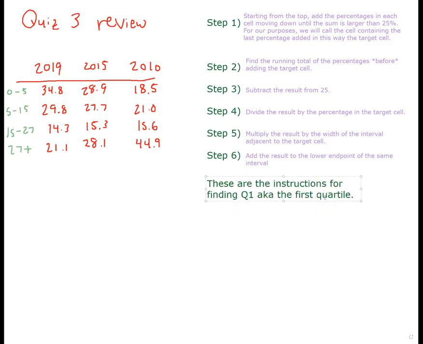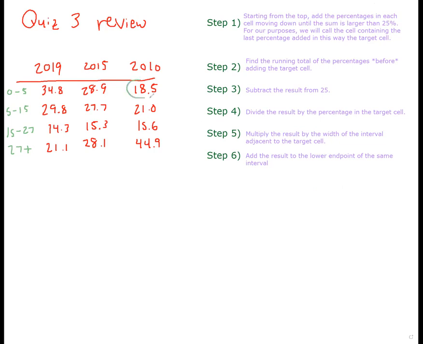Okay, the only thing that changed in doing so is that instead of this saying 50%, it says 25%. And same thing here. Instead of saying 50%, it says 25%. The method, other than that, is exactly the same. So they want us to do that for the first quartile of 2010.